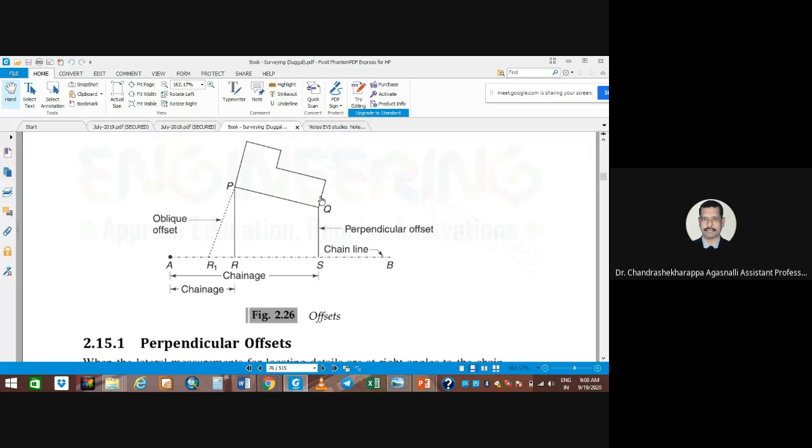See, here is the figure. AB is the chain length, and this is your building. You are going to make the offset for this from this point. So when you establish the intermediate points, you are going to take the offset. Here is the oblique offset, and this is a perpendicular. The perpendicular is at 90 degrees.